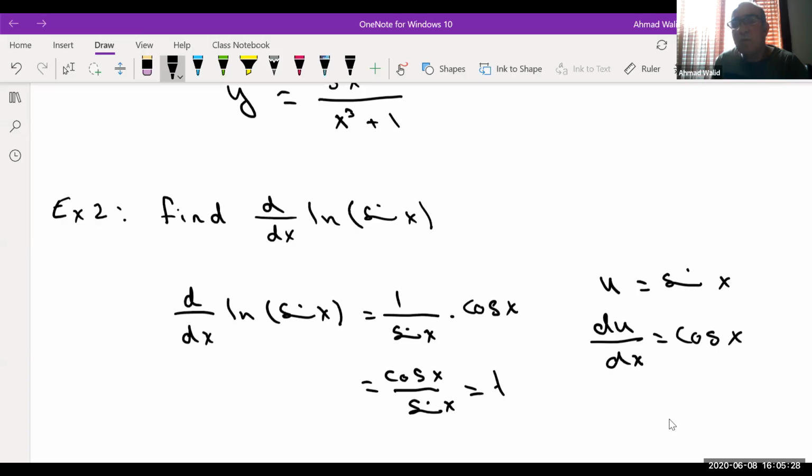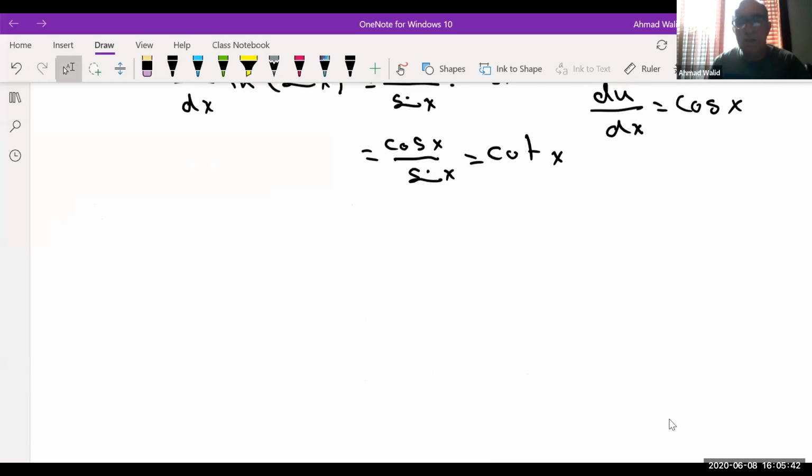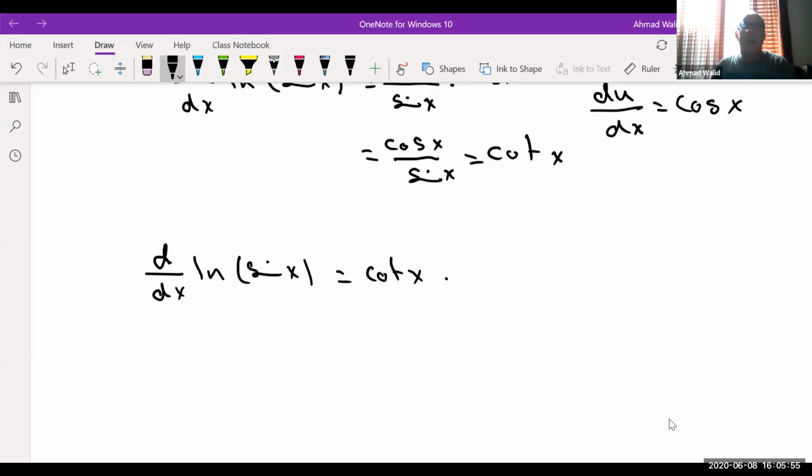which gives you cotangent of x. It means the derivative d over dx of ln sine x is actually cotangent x.